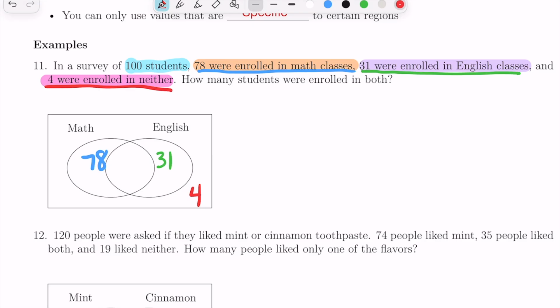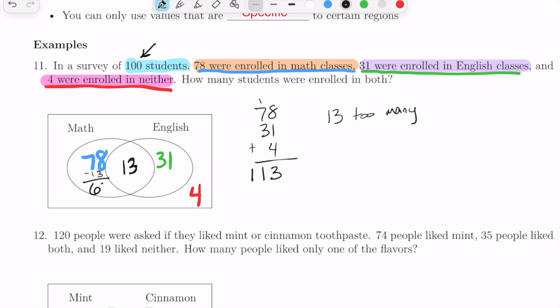But if we take a minute now and add these up, I have 78, 31, and 4. 113. It seems like I have 113 people. Well, the problem is I only had 100 people, but I have 113 on my diagram. That means I have 13 too many. Well, it seems then that I have double counted 13 people. If I have 13 people too many, it's because I double counted them. The double counted people actually belong here in the middle. So what I'll do is put a 13 here, and I'm going to subtract 13 from each of these other ones.